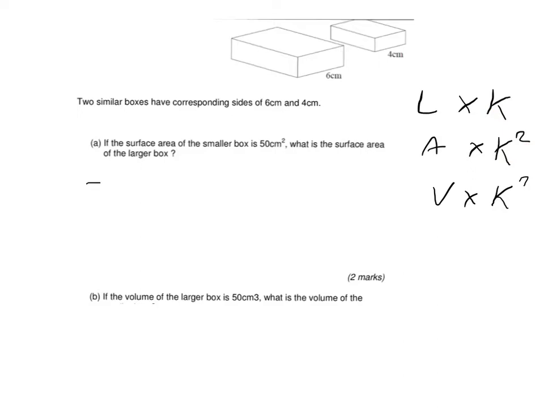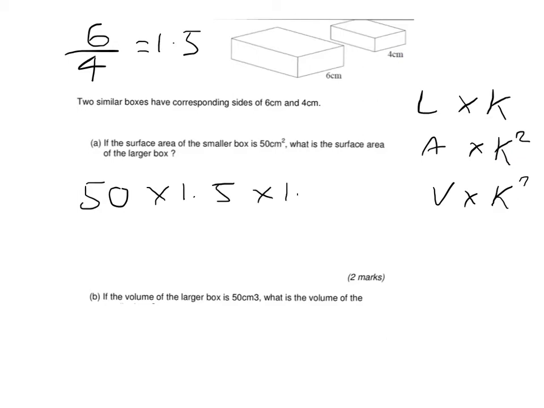So the smaller box is 50. Now the enlargement factor can simply be found by taking two corresponding sides and taking the larger one and dividing it by the smaller one, which comes to 1.5. So as we are doing area, then we use k squared. So we need to multiply 50 by 1.5 and then by 1.5 again.